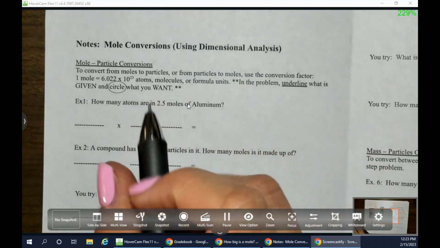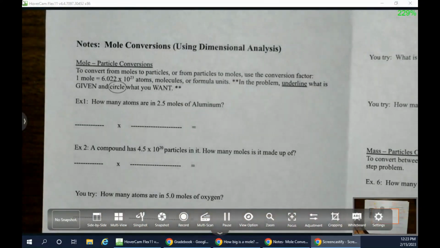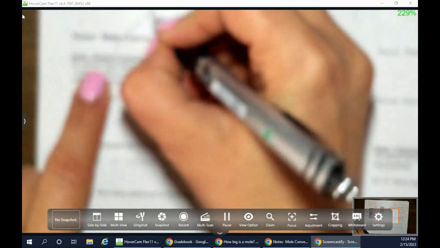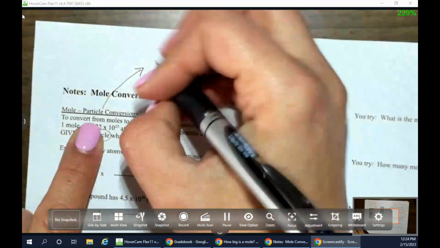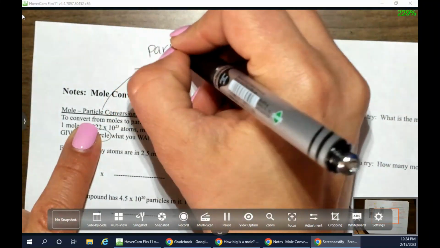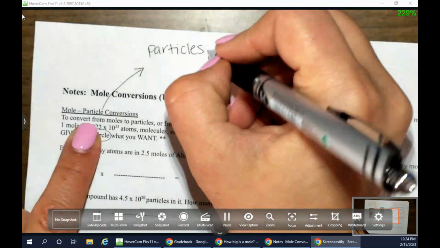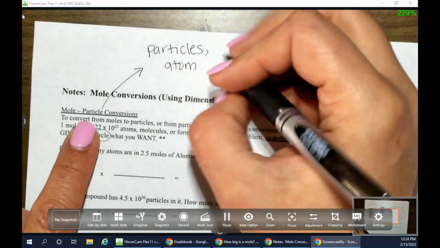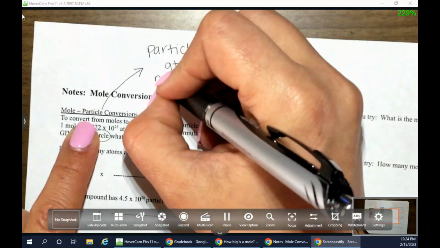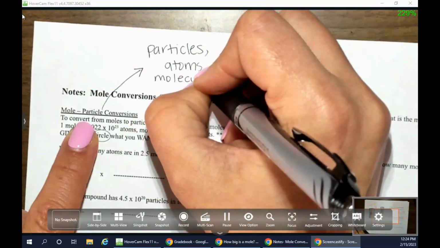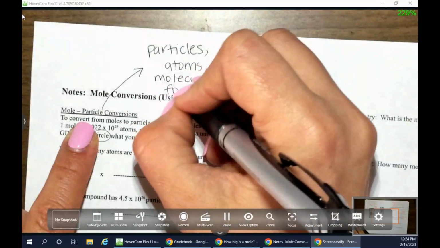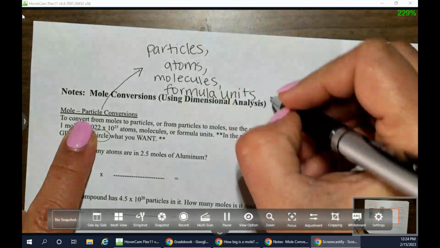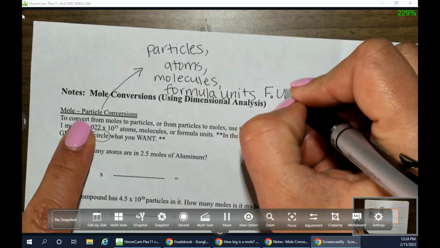This will be probably the most complicated that it'll get, because the other stuff is using the molar masses that we've been working on. So particles can be defined as atoms. Sometimes we'll use the word particles, sometimes atoms, sometimes molecules, and sometimes formula units. But nobody wants to write that many words, so we tend to abbreviate it FU.